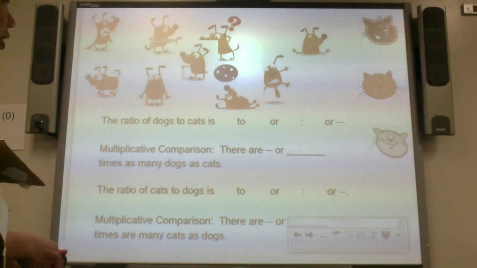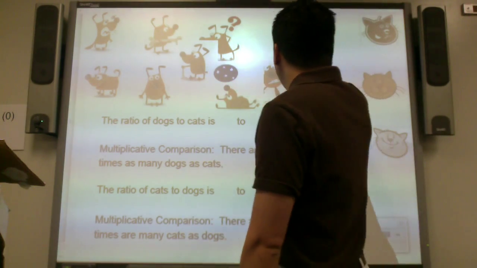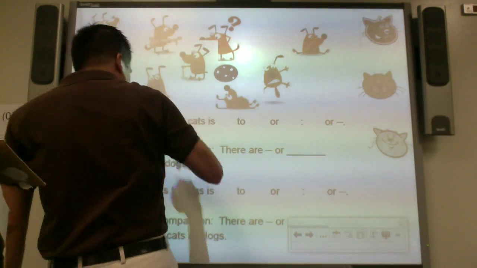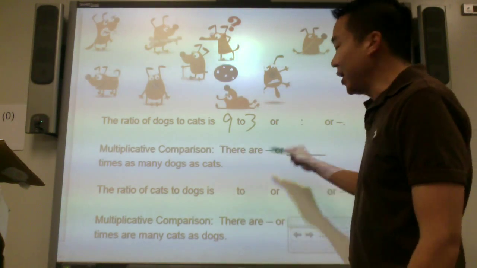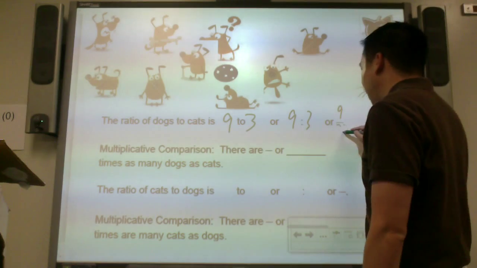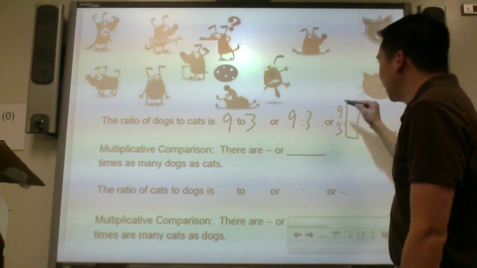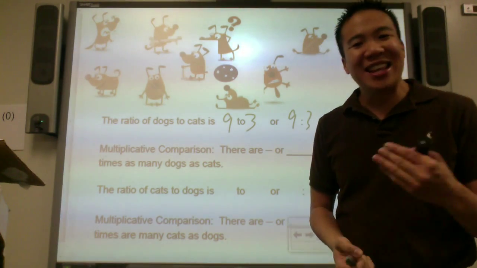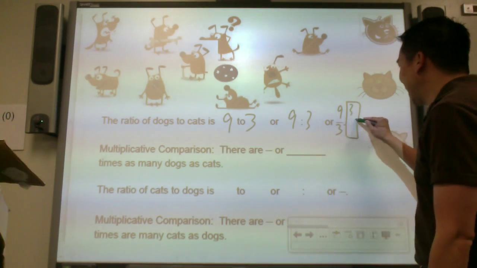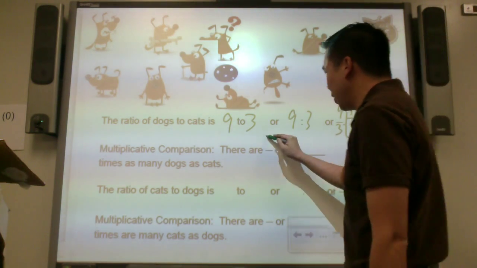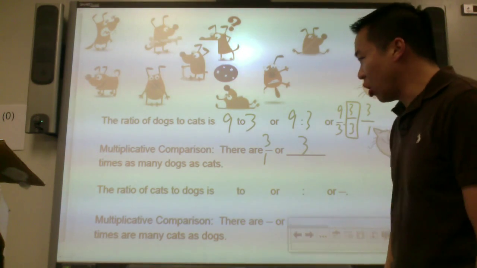So let's try this one. Can you find a ratio of dogs to cats? Let's count. 1, 2, 3, 4, 5, 6, 7, 8, 9. There are 9 dogs to every 3 cats. Another way to write it is 9:3 or 9/3. Multiplicative comparison. Is there another way to rewrite 9 to 3? 9:3 or 9/3. I break it down by 3, it's 3/1. There are 3/1, or 3 times as many dogs as cats.